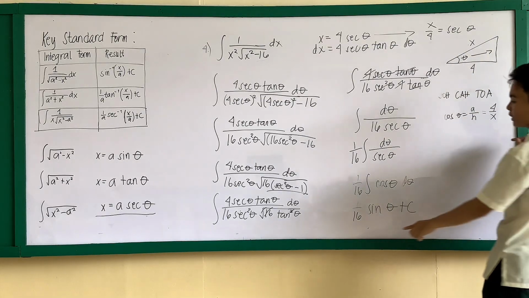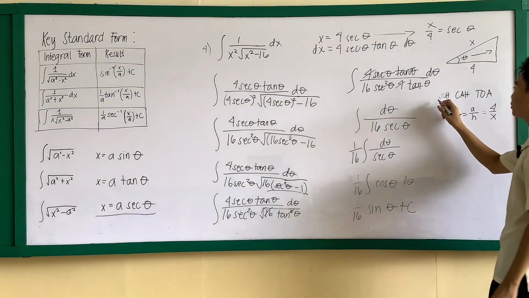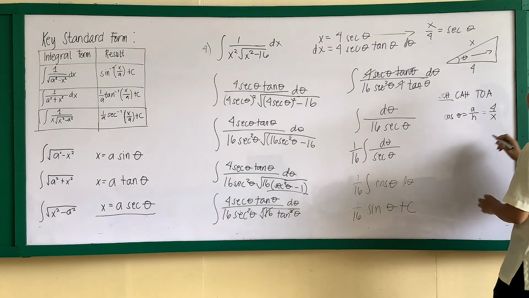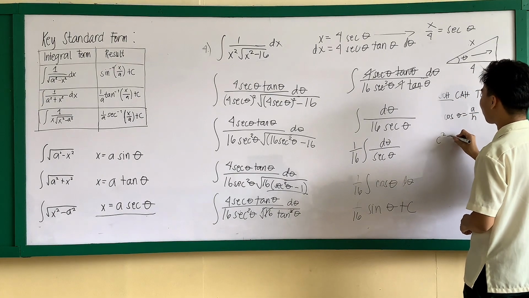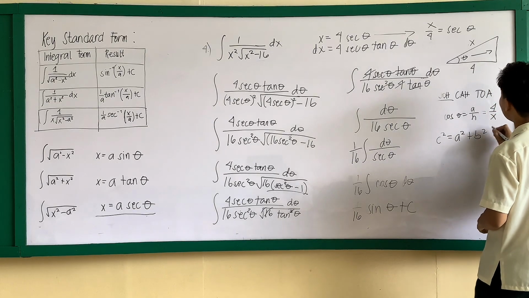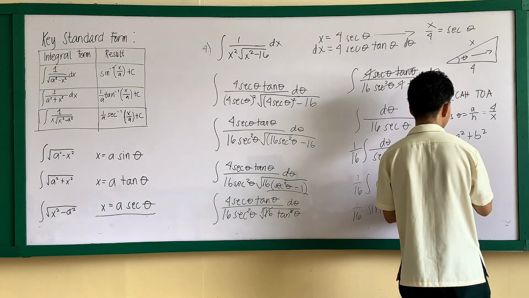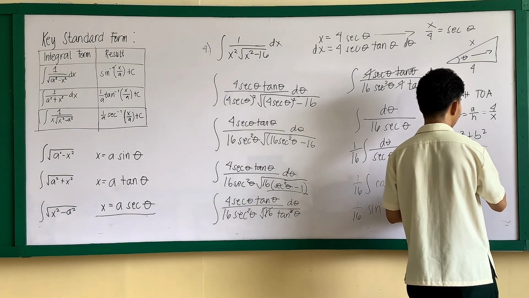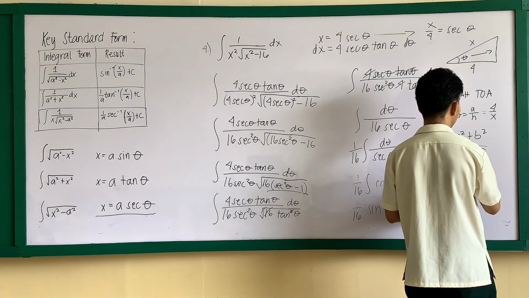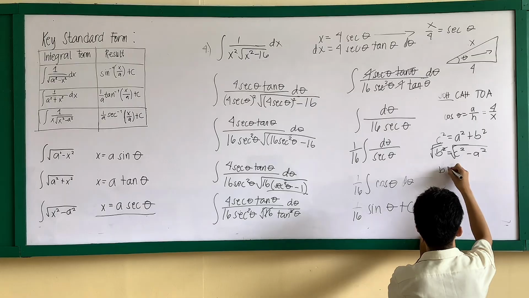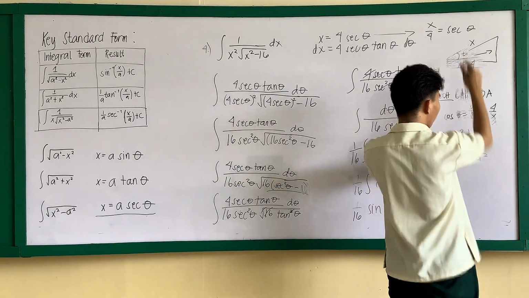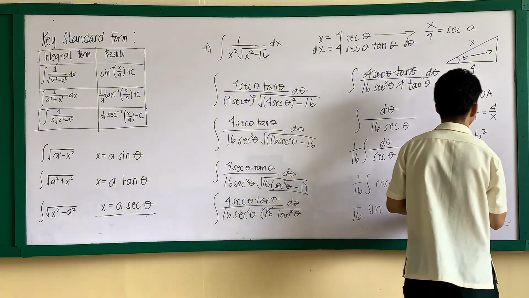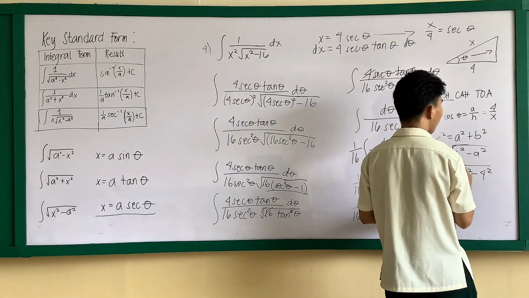Since we need to find sin theta, we need the opposite. Let's find the opposite using c squared is equal to a squared plus b squared. We're going to transpose: b squared is equal to c squared minus a squared, then take the square root. So our c is the hypotenuse, which is x squared, minus our a is the adjacent, which is 4 squared. So this is now our opposite.